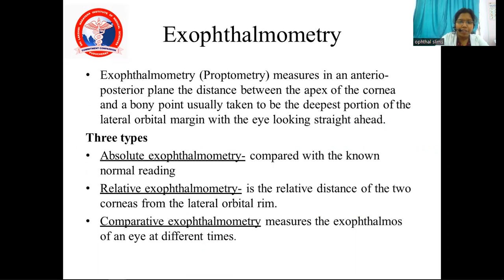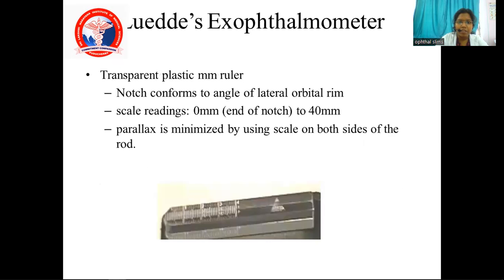Exophthalmometry. Exophthalmometry is also known as proptometry, which measures in an anterior posterior plane the distance between the apex of the cornea and a bony point, usually taken to be the deepest portion of the lateral orbital margin, with the eye looking straight ahead. There are three types of exophthalmometry. One is absolute exophthalmometry, which is compared with the known normal reading. Relative exophthalmometry is the relative distance of the two corneas from the lateral orbital rim. Comparative exophthalmometry measures the exophthalmos of an eye at different times.